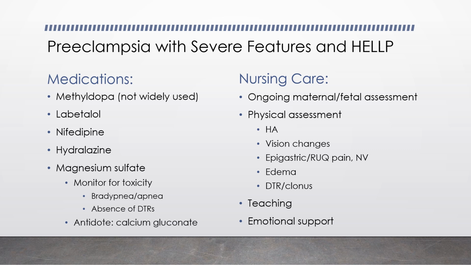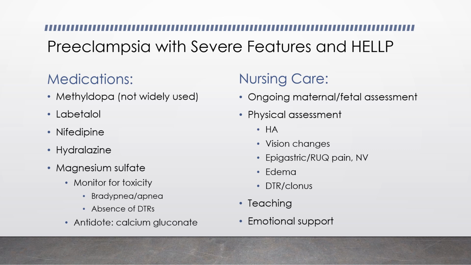Medications for preeclampsia with severe features and HELLP include methyldopa. It used to be more widely used. I haven't seen it in quite some time. Labetalol and nifedipine I had you profile this week. Hydralazine is another antihypertensive. And I want to take a few minutes to talk about magnesium sulfate. This is an IV infusion that's given to the woman to decrease their CNS irritability. So we want to prevent seizures, and that's why we give magnesium sulfate to these women with preeclampsia.